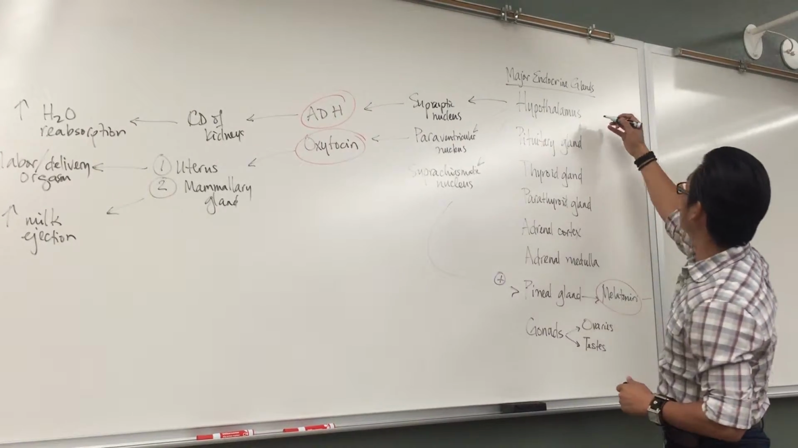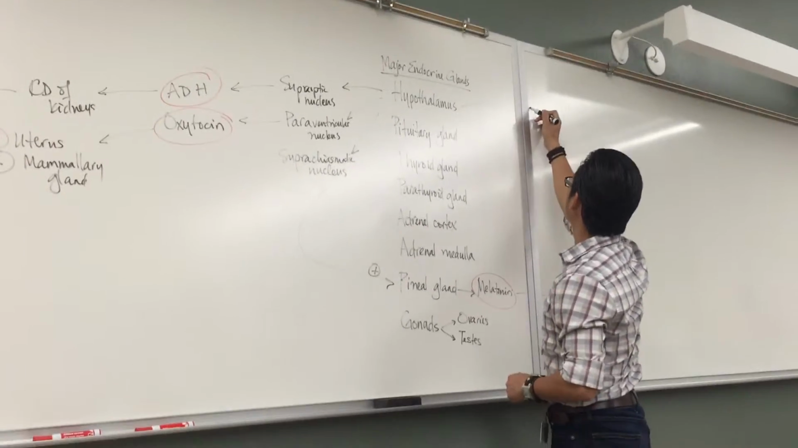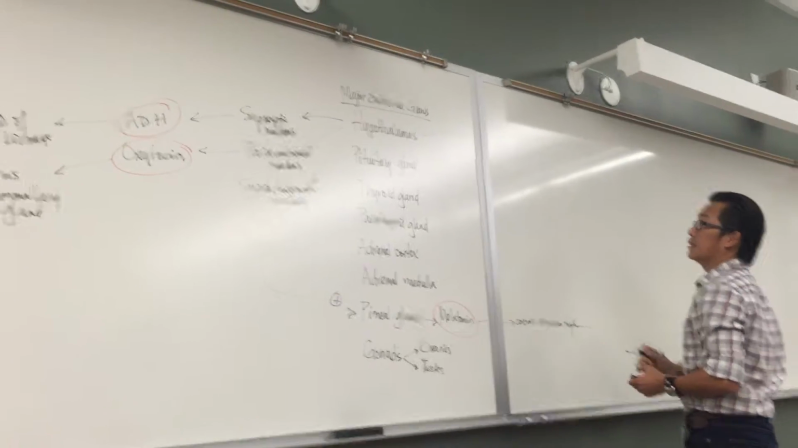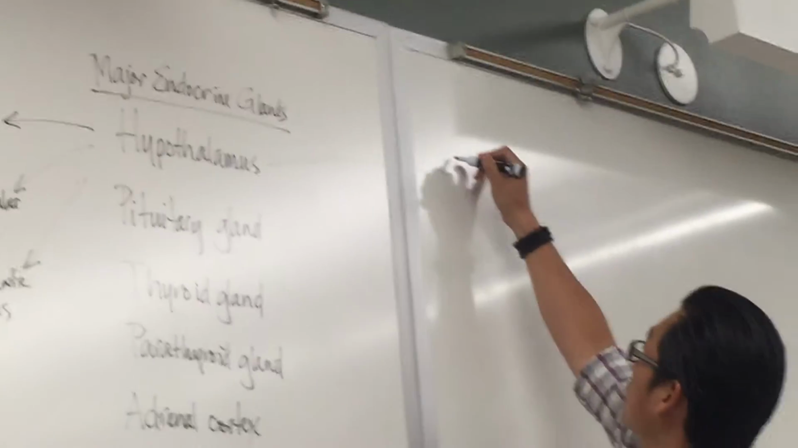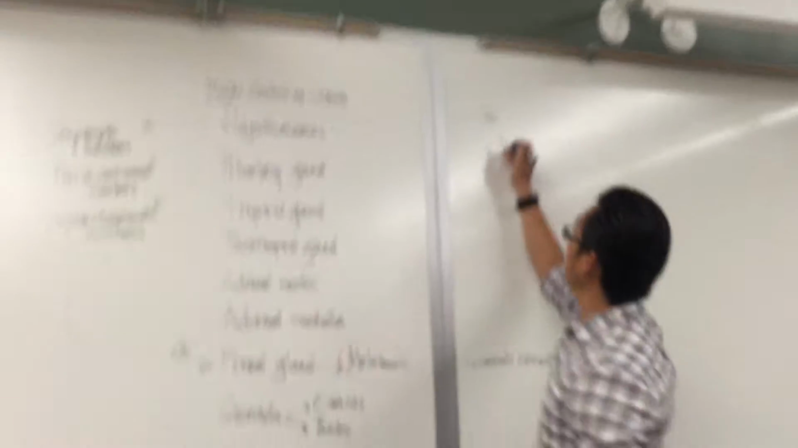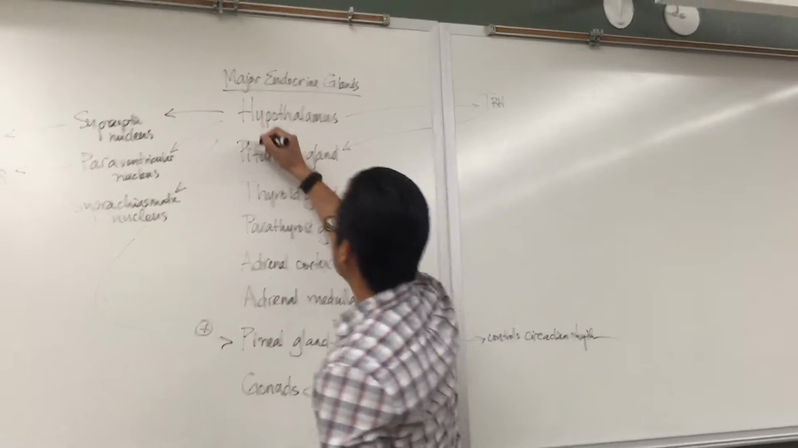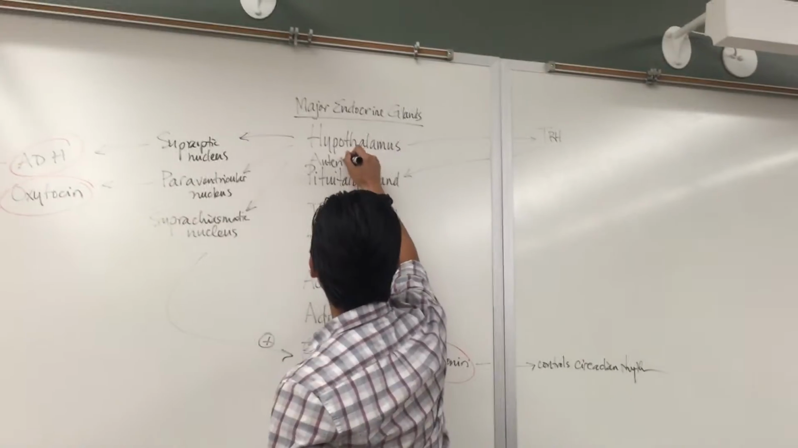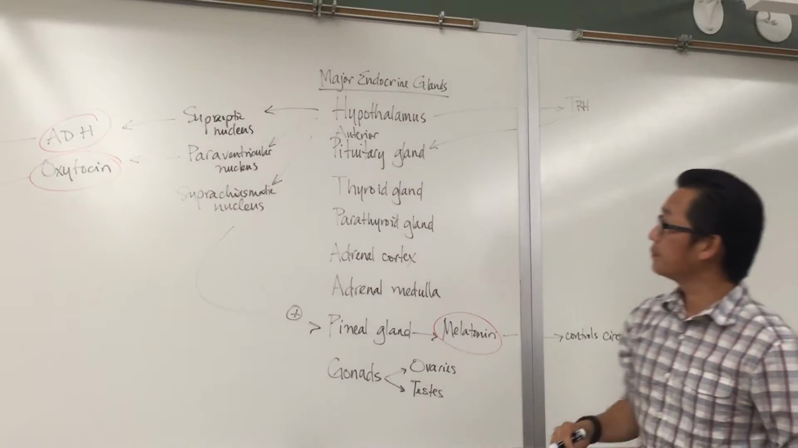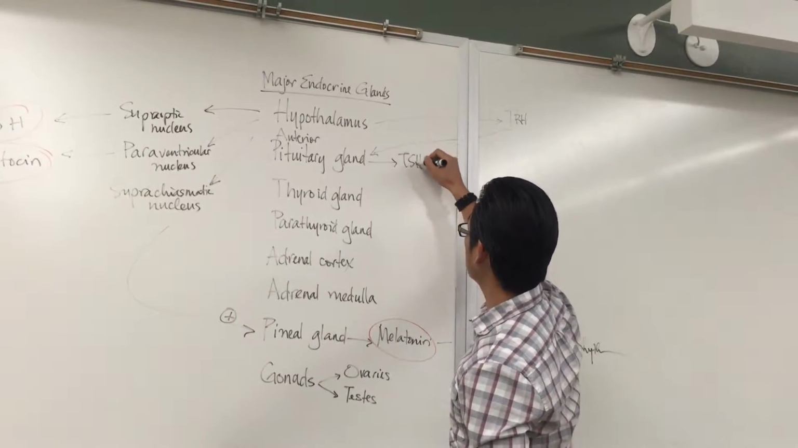From the hypothalamus, you also release what is known as TRH, thyrotropin releasing hormone. TRH will go to the anterior pituitary. So we can just call it anterior pituitary. It causes the anterior pituitary to release TSH.